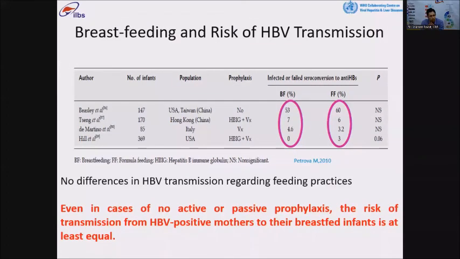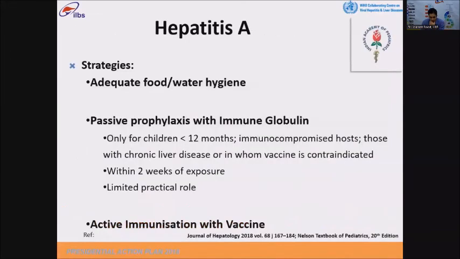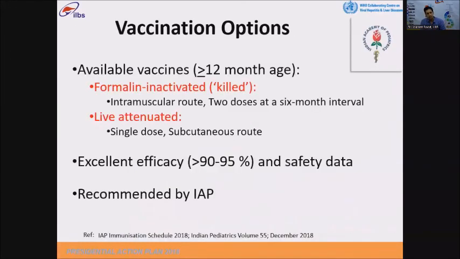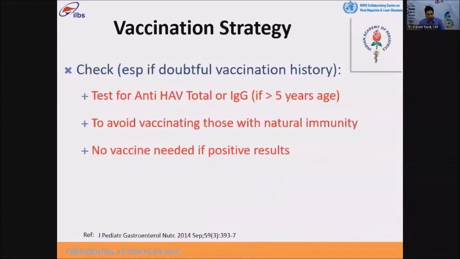So the risk-benefit ratio and cost-benefit ratio always tell us that exclusive breastfeeding should be practiced in mothers infected with hepatitis B, hepatitis C, or HIV. You should always consult a gastroenterologist if you have any doubt. Vaccines are available for hepatitis A also. There is a killed vaccine in which you give 2 doses, and there is a live vaccine in which you give a single dose after 1 year of age. Efficacy is excellent, and safety is good.